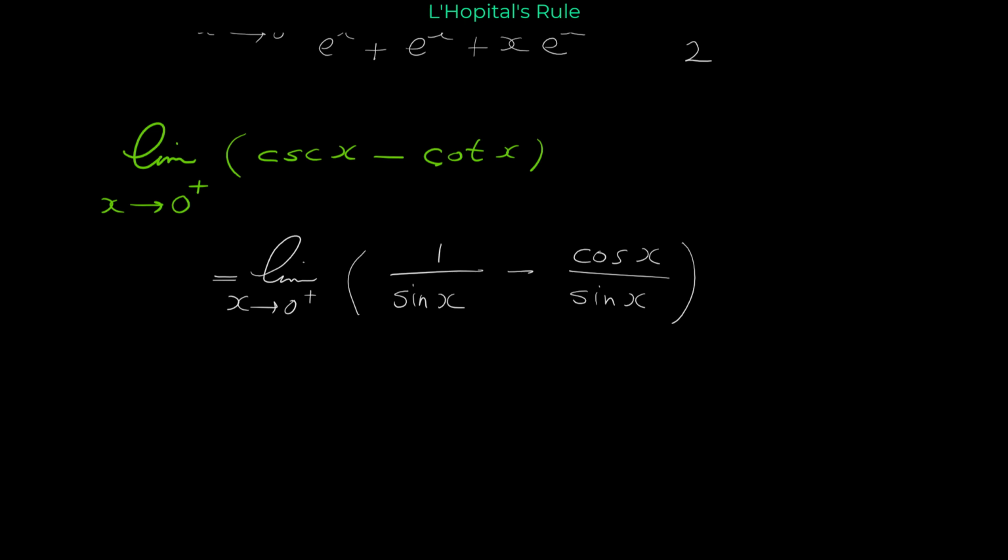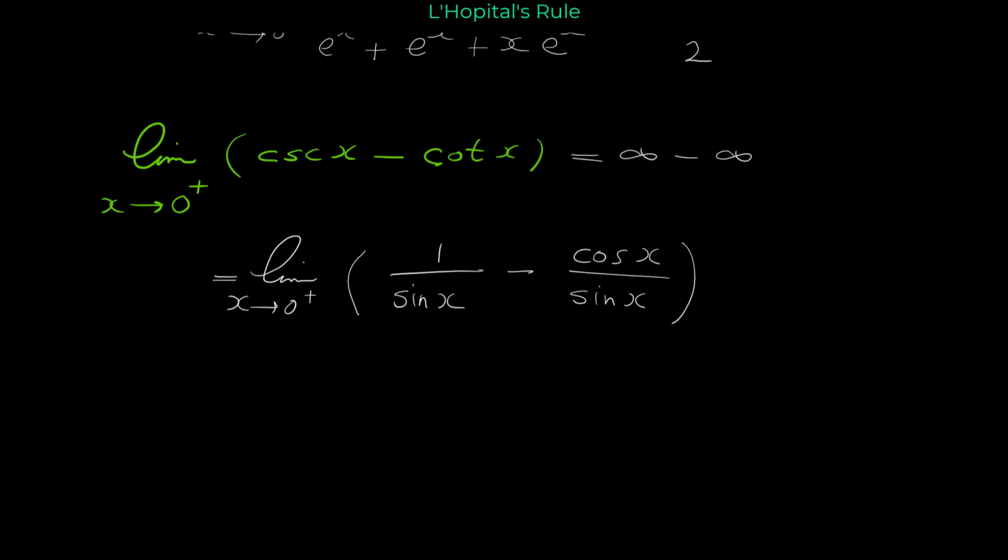And attention, this limit is infinity minus infinity. How do we know this? Simply, if you plug in 0 here, sine of 0 is 0. Again, we have a non-zero number over 0 and it goes to infinity. And the next fraction, cosine 0 is 1, the sine of 0 is 0, 1 over 0 goes to infinity. So this limit is infinity minus infinity.